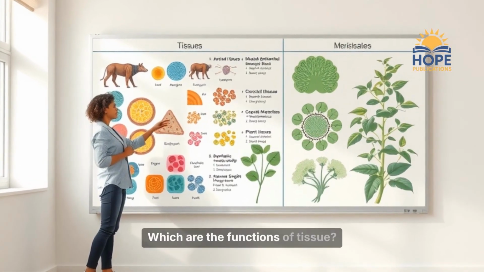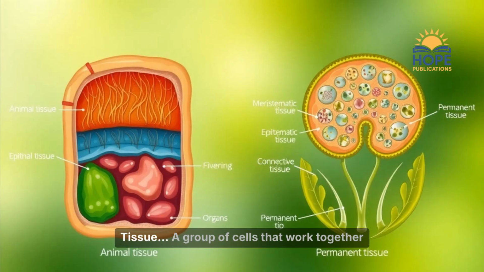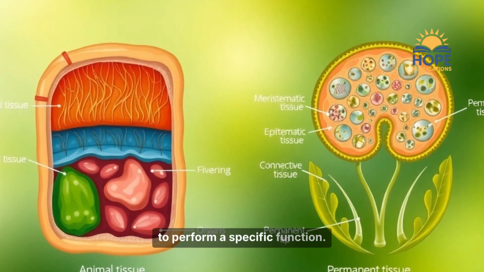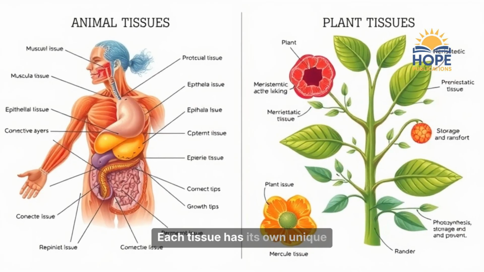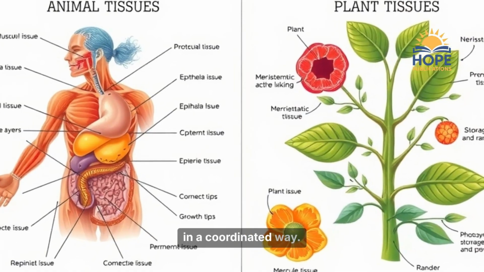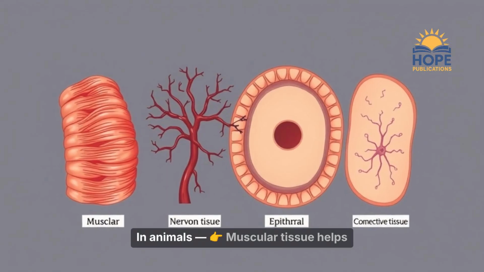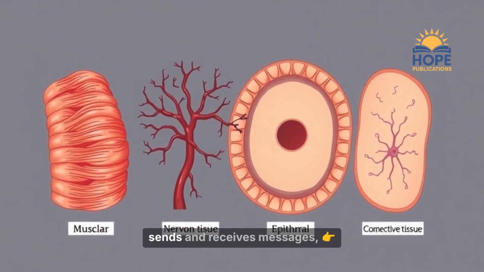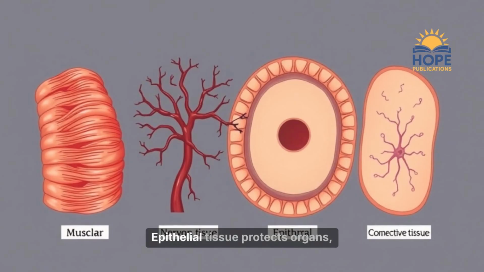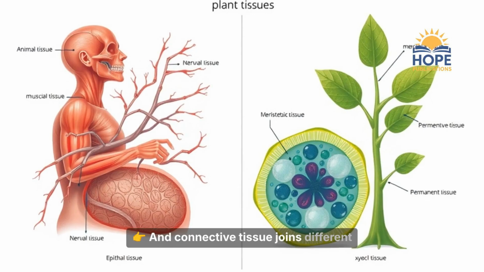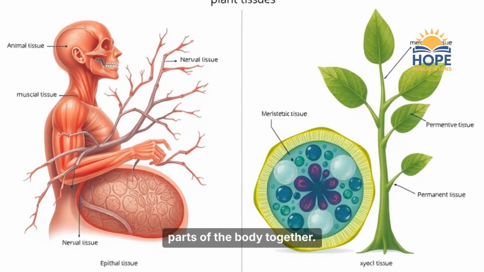2. What is tissue? Which are the functions of tissue? Tissue, a group of cells that work together to perform a specific function. Each tissue has its own unique role, helping the body function in a coordinated way. In animals, muscular tissue helps in movement, nervous tissue sends and receives messages, epithelial tissue protects organs, and connective tissue joins different parts of the body together.